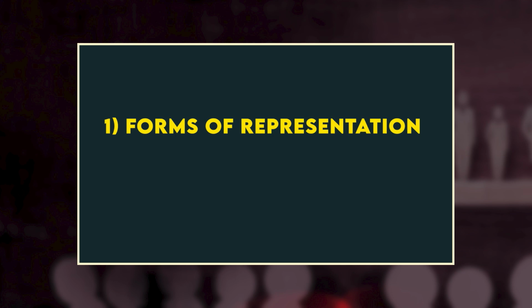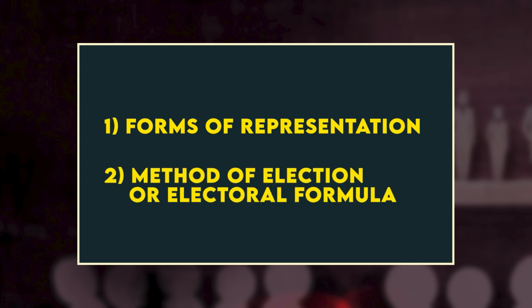In non-democratic elections like the former Soviet Union, what the elections lacked was that the voter had a limited choice, either in favor or against a single candidate nominated by the Communist Party. For determining the choice of people, an electoral system or election works on two fundamental principles, and they play a very important role in this manner. First is the forms of representation. Second, method of election or electoral formula.